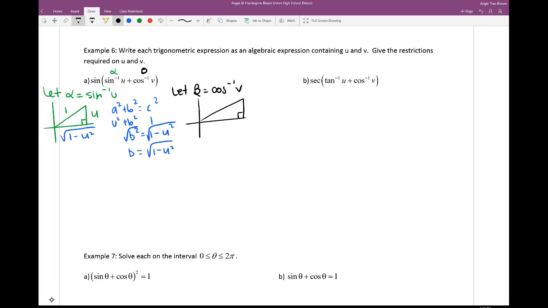So cosine is adjacent over hypotenuse. So I need to find this. And it's the same basic math like over here. So here we go. It's going to be a squared plus b squared equals c squared. C squared is 1. This is v squared plus b squared. So when I subtract both sides, I have 1 minus v squared. So b is going to be square root of 1 minus v squared. So we're going to put 1 minus v squared.